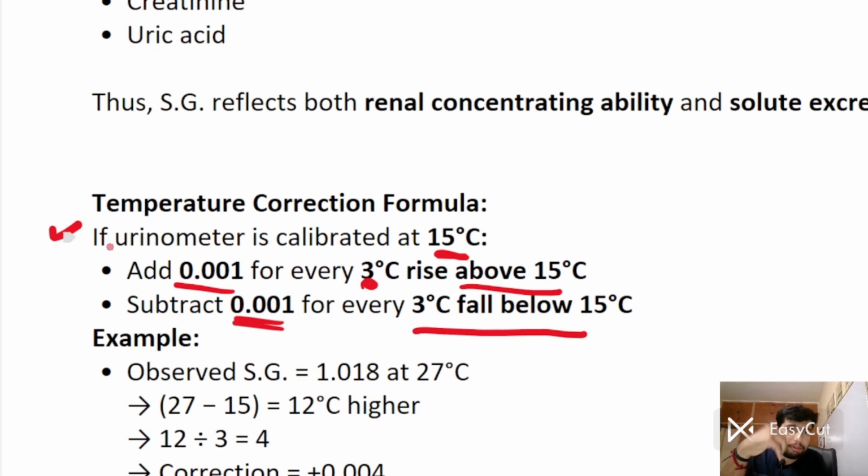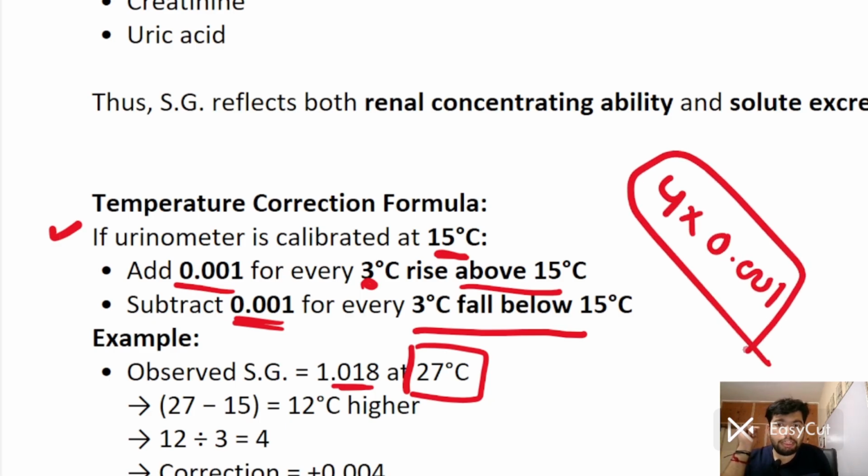Now I am doing the experiment and I have observed the specific gravity is 1.018, at a temperature of 27 degrees Celsius. I have given you the temperature, I am observing it at 27 degrees Celsius. So how much higher than 15 is it? 12 degrees Celsius higher. And what is our formula? You add 0.001 for every 3 degree rise above 15 degrees. So 12 divided by 3, you have to add 4 times 0.001. Clear?